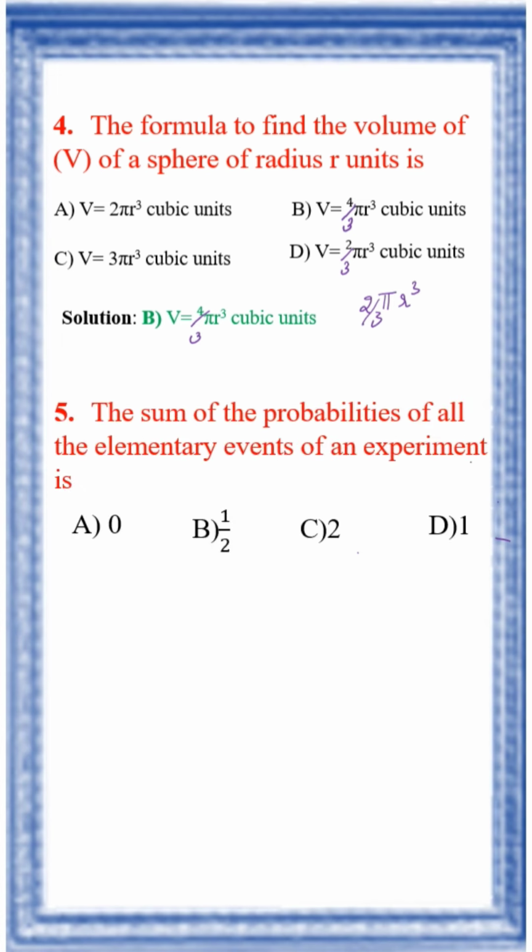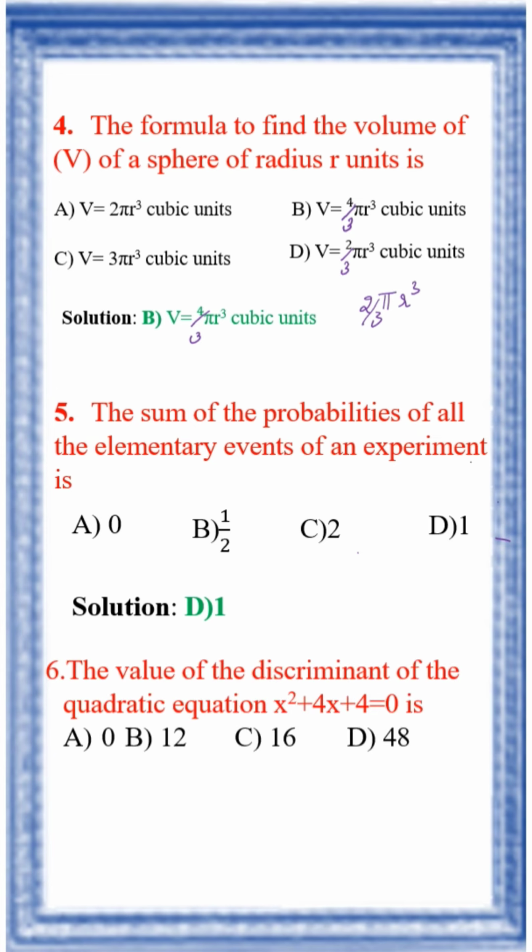The sum of the probabilities of all elementary events of an experiment is option A 0, option B 1 by 2, option C 2, option D 1. Option D 1 is the solution.